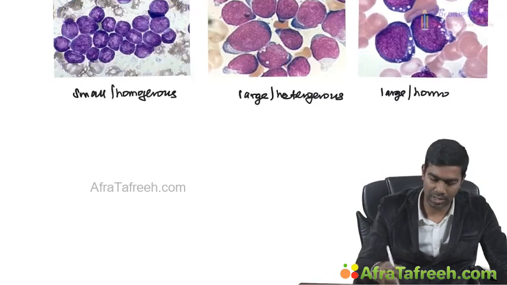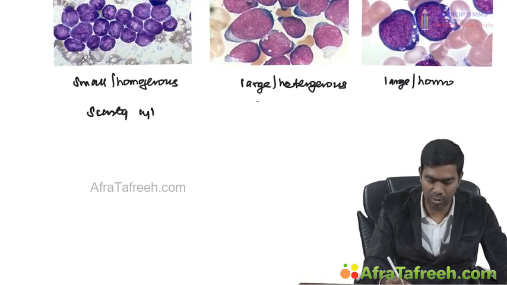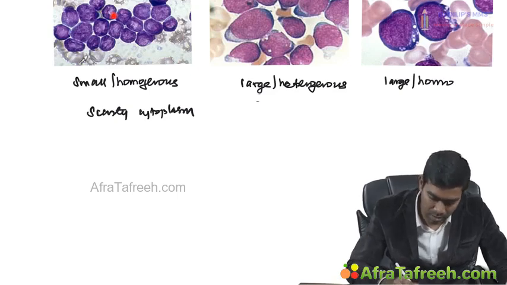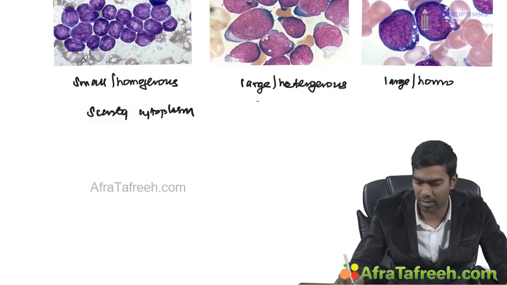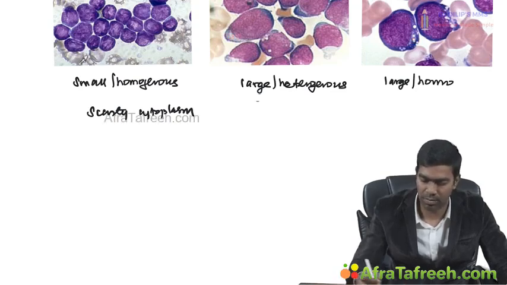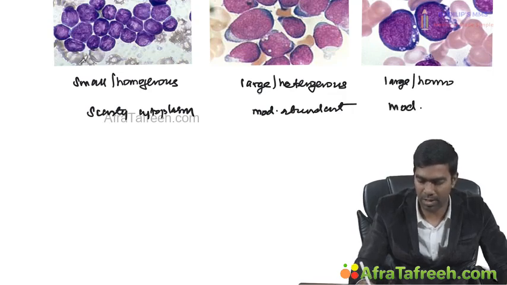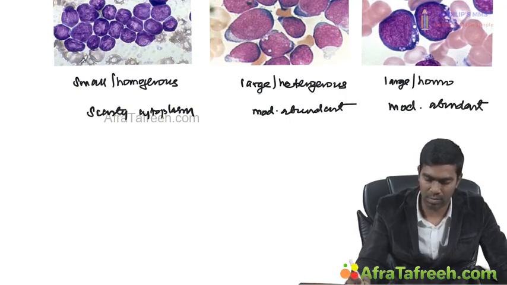The second one, you can see the cytoplasm. The cytoplasm you can see here is very scanty. Hardly any cytoplasm here, maybe a little, but very little. But here you can see a reasonable amount of cytoplasm, which means it is moderately abundant. It's not that much, but still it's there. So that's why it's called moderately abundant cytoplasm.